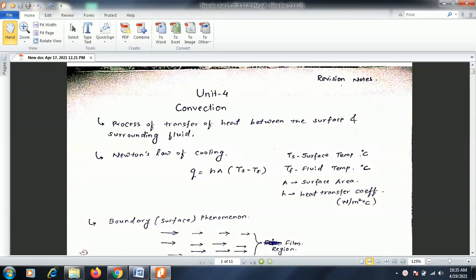Hello everyone, in this video we are going to see the revision notes for unit number 4, convection. So what do you mean by convection? It is one of the modes of heat transfer. It is a process of transfer of heat between the surface and the surrounding fluid.